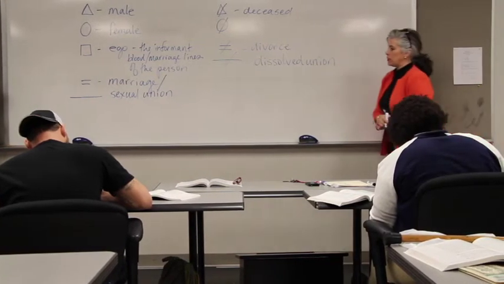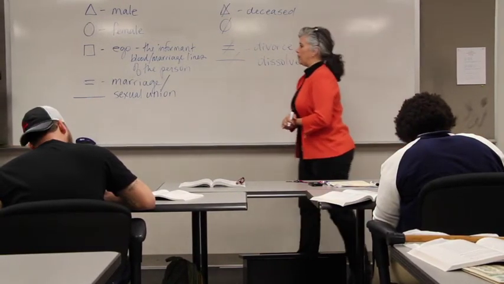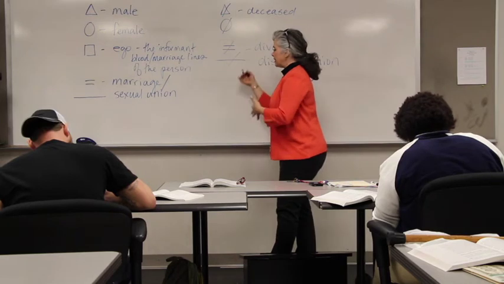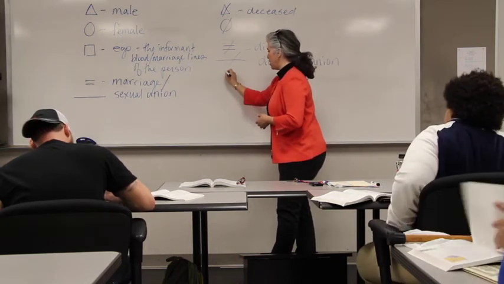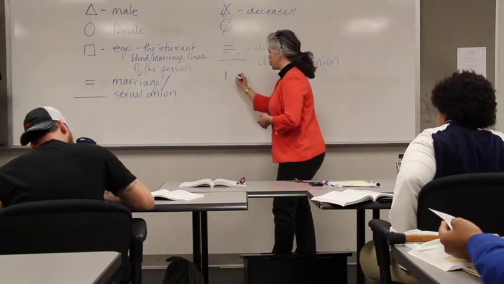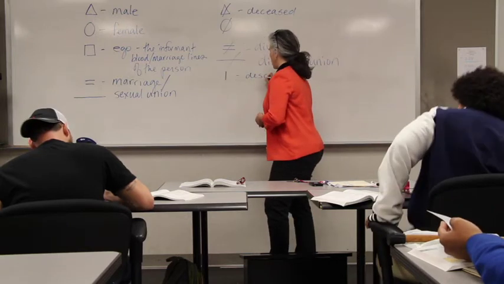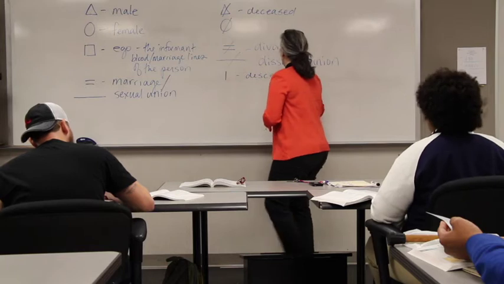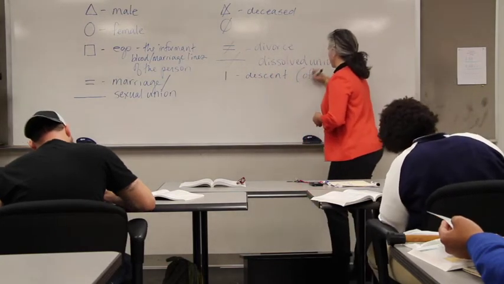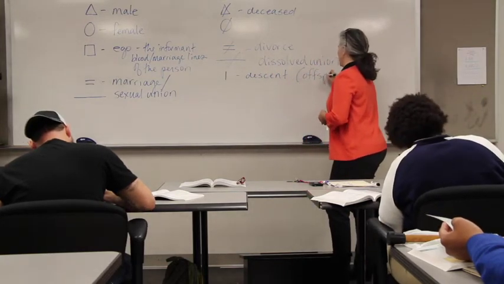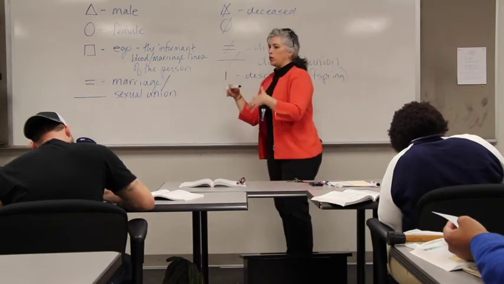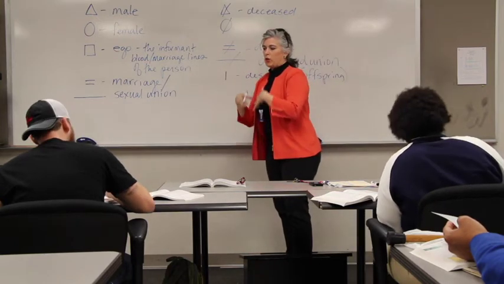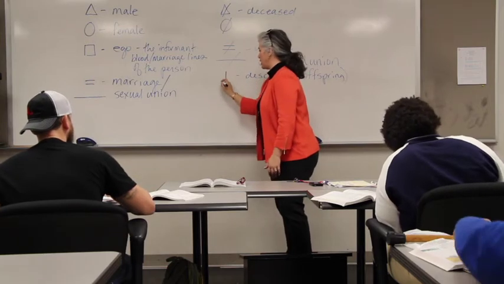And yes, I knew I was leaving one out. Here's the one that I'm leaving out. There is a set of symbols that you can combine into one thing. Here, there is a downward line, and this shows descent. This shows that someone has had an offspring.